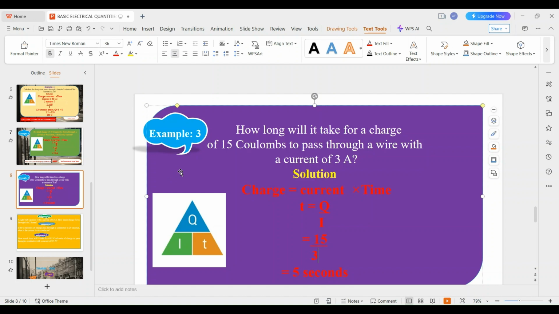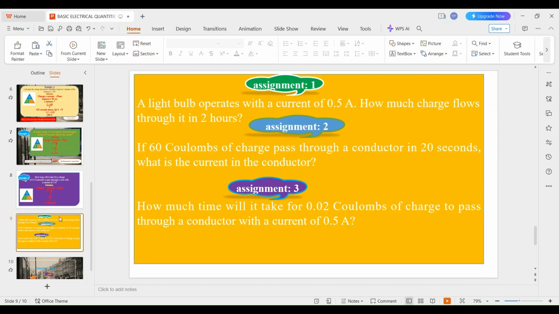It has been a norm that my class cannot end without an assignment, and here I have 3 assignments for you so that you may participate and also be engaged. This is not a punishment, but it will enable you to understand more about charge.